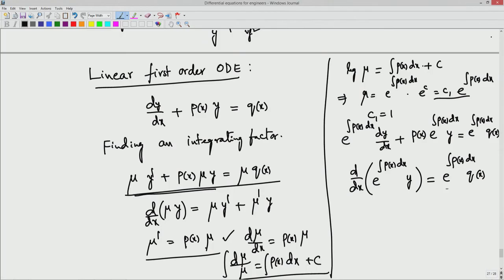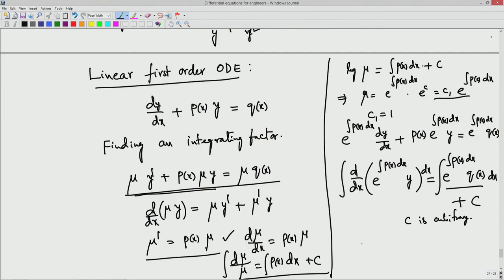This is known: q is given, and I can calculate this because p is given. So this is a derivative of something equal to something known, some function of x. I can integrate both sides. So you simply integrate with respect to x on both sides, and you get some constant c. c is the integration constant, and c is arbitrary.